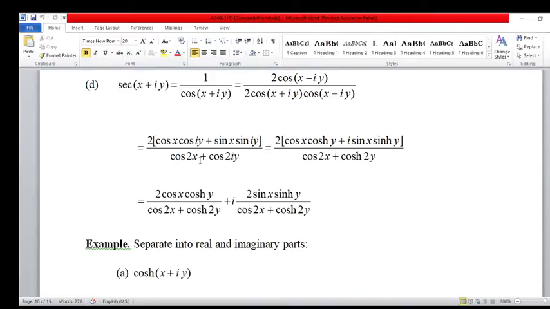So this is cos 2x, cos(a + b) plus cos(a − b). So this is cos 2x, cos 2iy, and this cos 2iy converts into hyperbolic, and here 2 cos x cos iy converts into hyperbolic, and sin iy converts into hyperbolic, meaning this is i. So now separate. This is the first part upon the denominator, second part upon the denominator. First part upon the denominator, this is 2 cos x cosh y upon cos 2x plus cosh 2y. This is the real part, and i into 2 sin x sinh y upon cos 2x plus cosh 2y. This is the imaginary part.